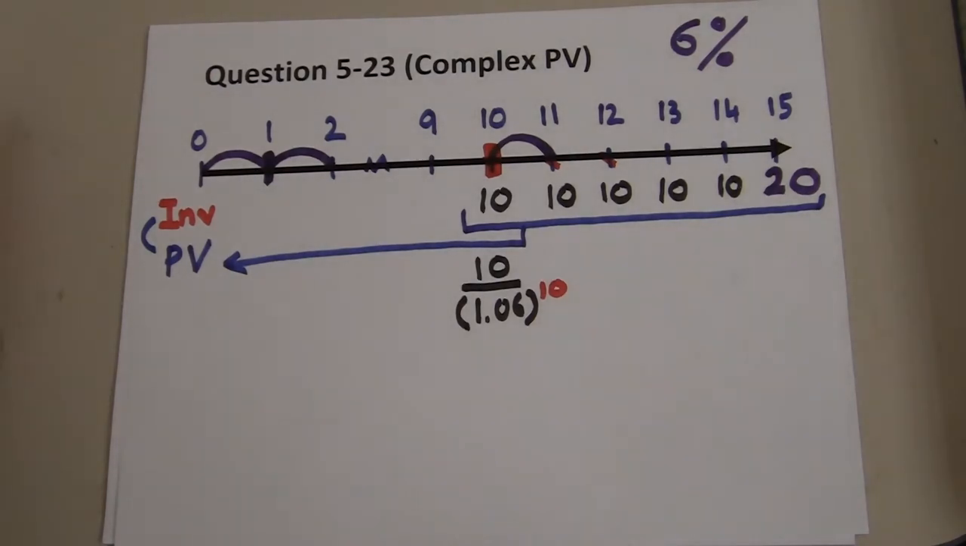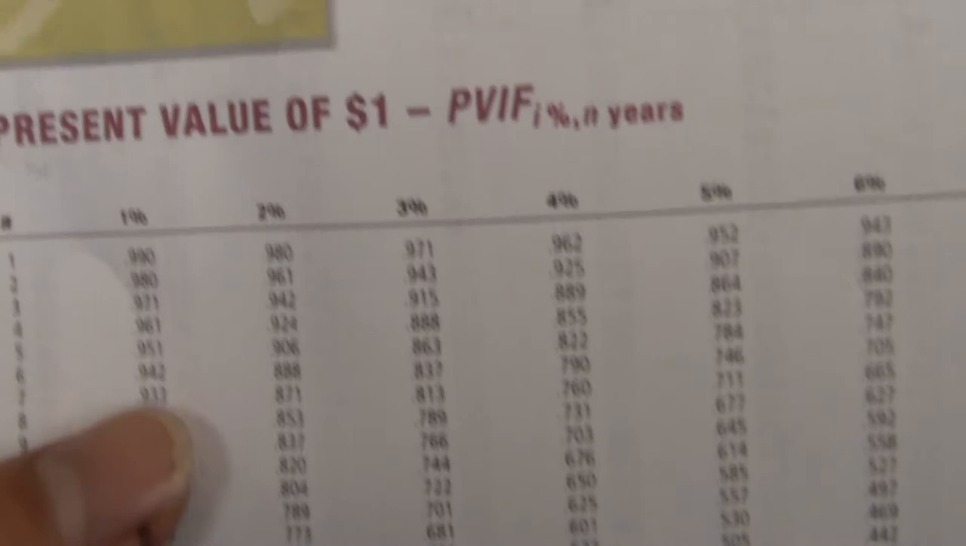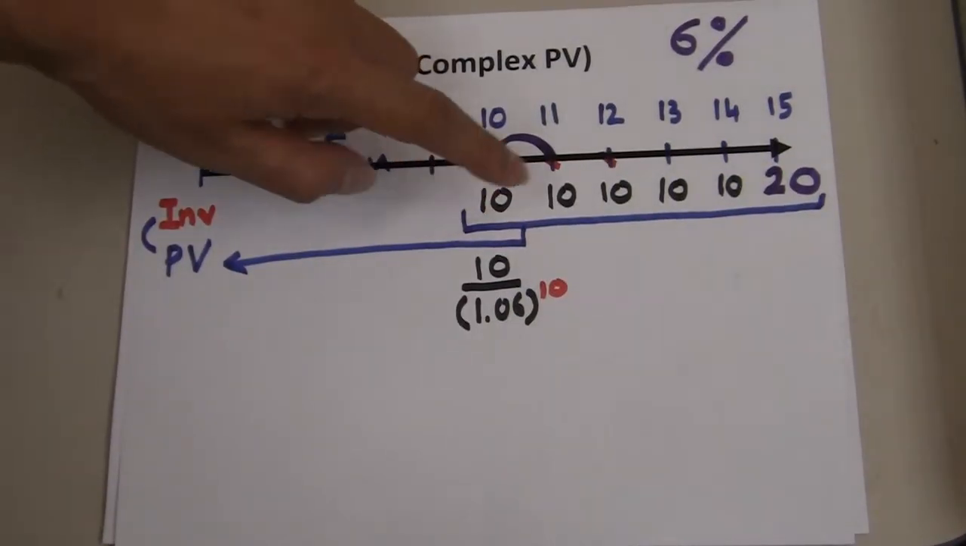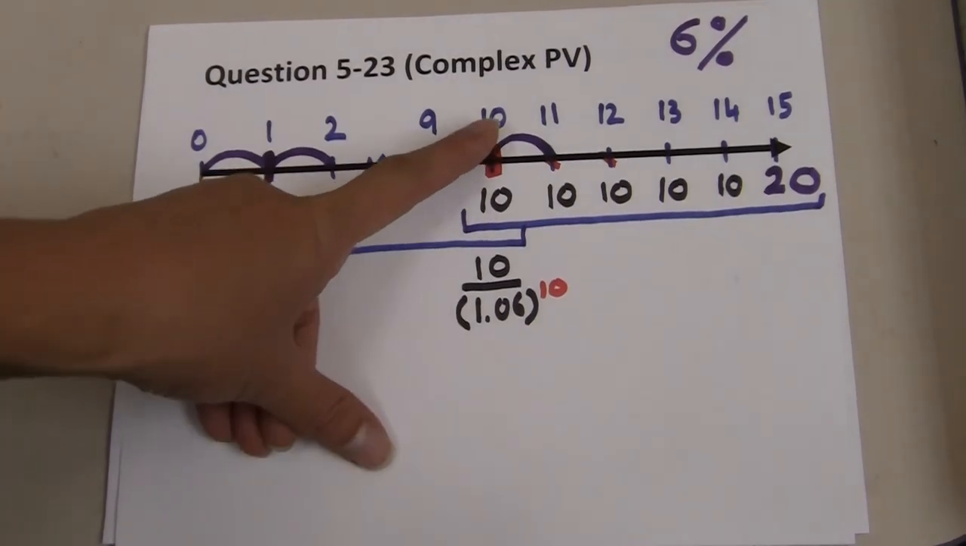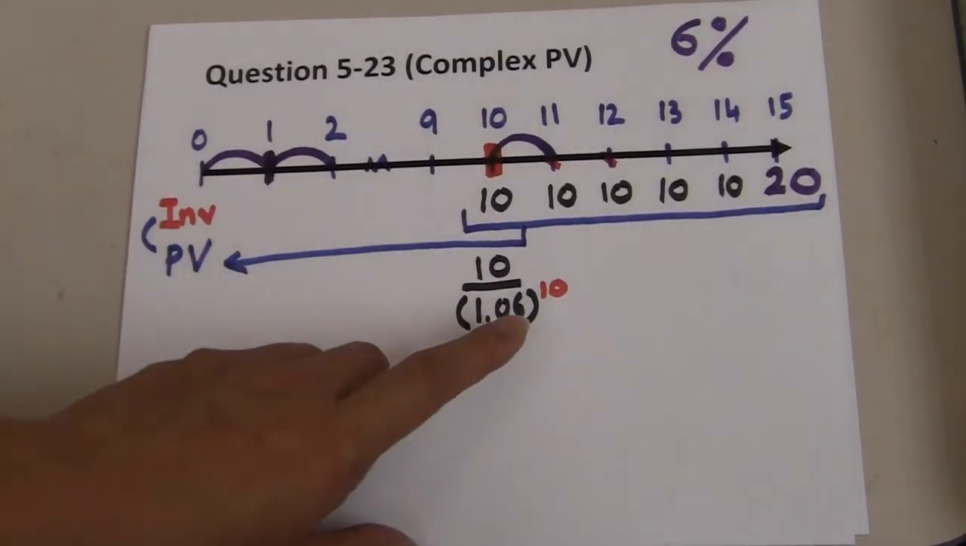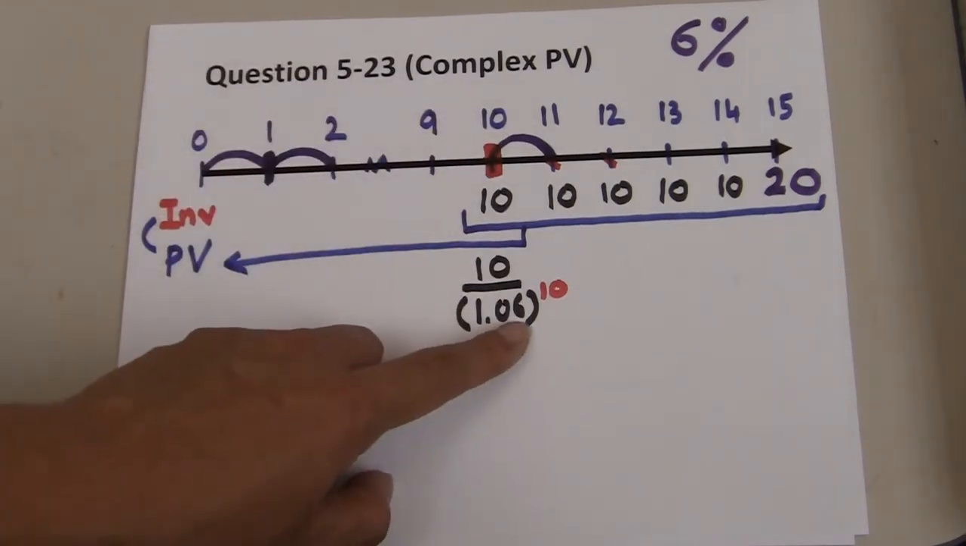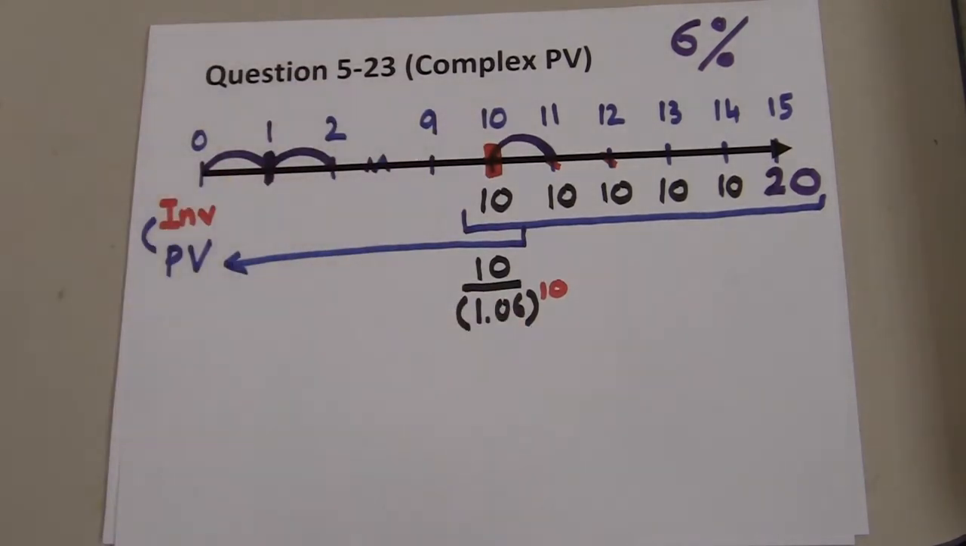Or you can simply look at the present value table. For this payment, it will be in the row 10 years and in the column 6%, right? Okay, I hope you got that from that point on.